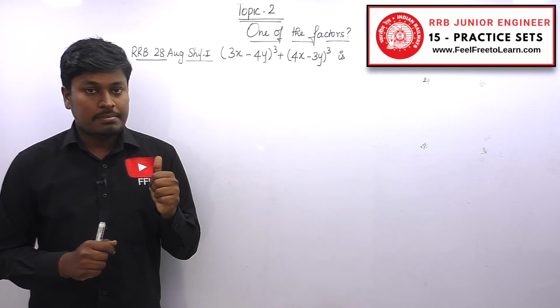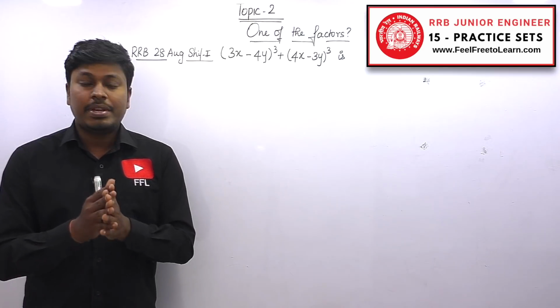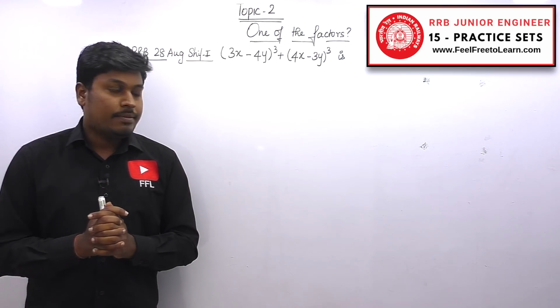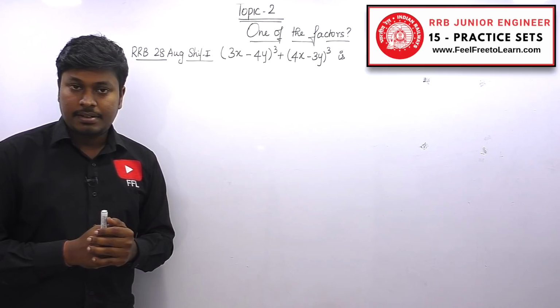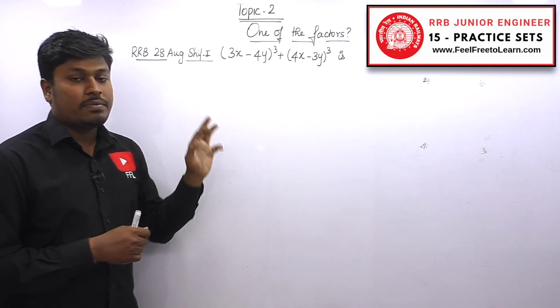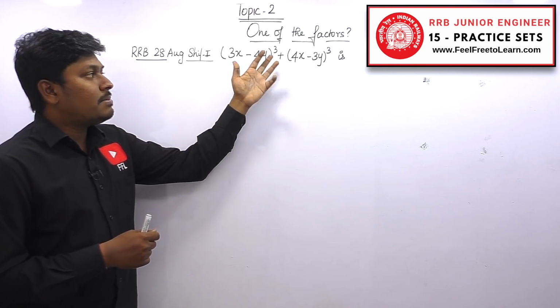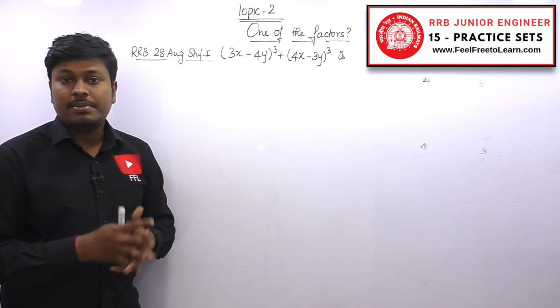So in this topic number 2 for the preparation of RRB Junior Engineer Stage 1 exam, we are going to solve 8 to 10 questions that are based on the concept called one of the factors. This concept comes under the topic algebra. It's just a part of the algebra topic.